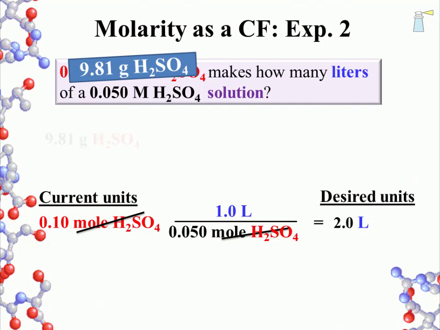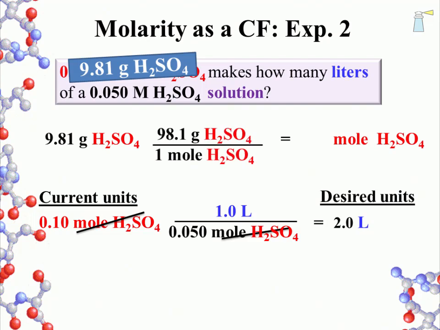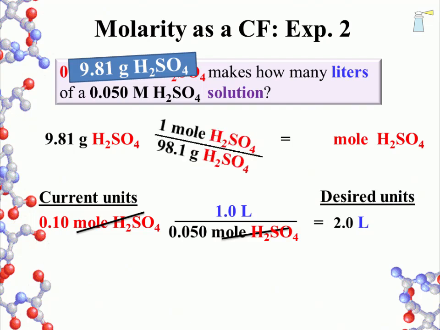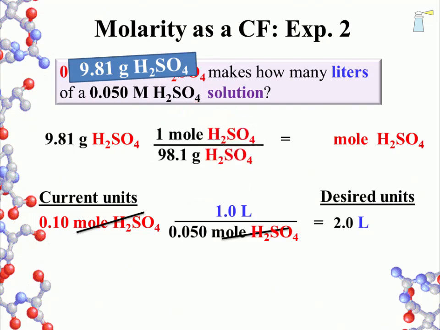What is the conversion factor that allows grams to be converted into moles? It is the molecular weight of the acid. 98.1 grams of sulfuric acid is 1 mole of sulfuric acid. Is this orientation of the molecular weight correct for the conversion? No, it isn't. Grams need to cancel out, so the denominator of the conversion factor has to have grams of sulfuric acid. The molecular weight needs to be flipped.